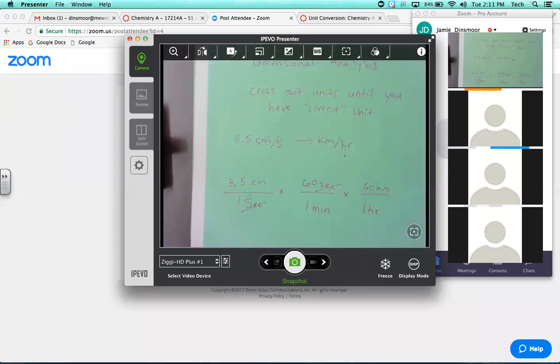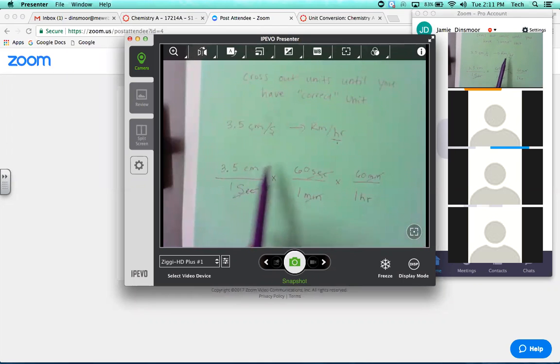My minutes cross out. And I'm left with hours. Well, guess what? I want hours. So I'm going to stay there. I already converted seconds. Now I need to move into the centimeters. So I need to convert centimeters into kilometers.